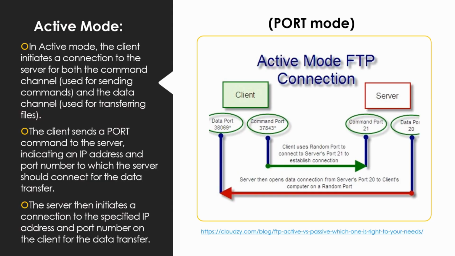Starting with active mode. As we have talked before, in active mode the client initiates a connection to the server for both the command channel used for sending commands and the data channel used for transferring files. The client sends a PORT command to the server indicating an IP address and the port number to which the server should connect for data transfer. The server then initiates a connection to the specified IP address and the port number on the client for data transfer. I guess now you have understood why this mode is not firewall friendly.